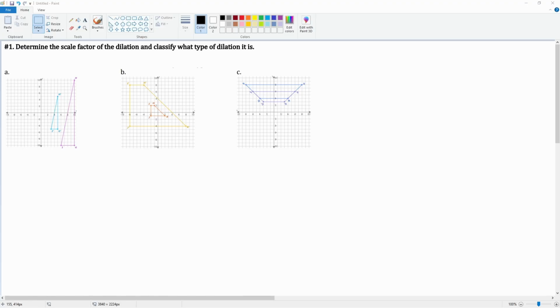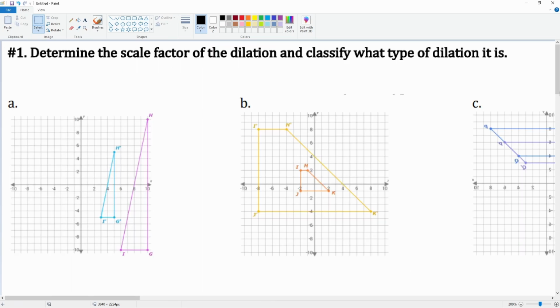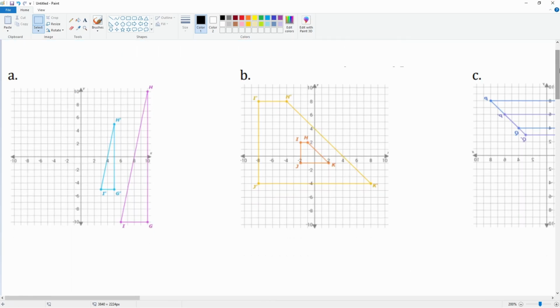Number one, you're going to determine the scale factor of the dilation and classify what type of dilation it is. All right, just look at A. Okay, again, we are going from the original, which is, let's say, H, all the way to the H prime. So this is going to be the old, and this is going to be the new. The idea of the scale factor, which is K, is going to be always new divided by the old value.